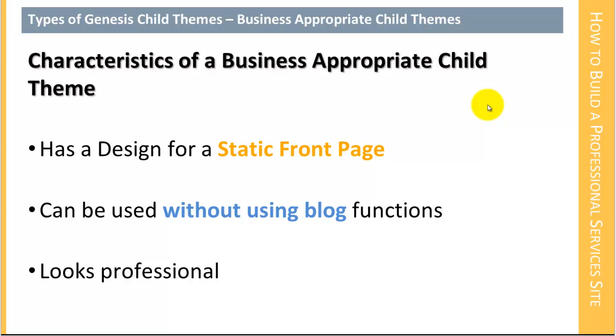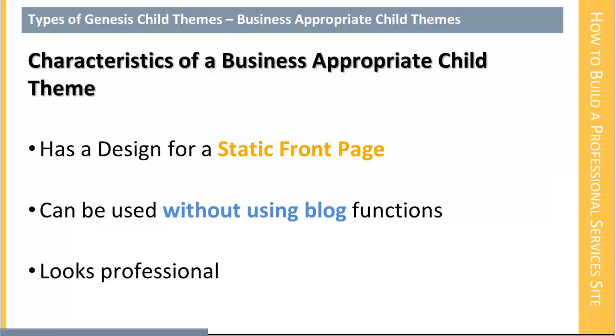It also needs to be able to be used without using blog functions. That is, you need to be able to use it without creating a blog post, without categorizing blog posts, without using post tags or post categories. You need to be able to use it simply with static pages and have that theme function properly. And then finally, it needs to look professional. For many people, blogging is a very personal thing, and there are child themes that look very personal, but obviously very personal isn't suitable for most businesses, so it needs to have a professional appearance. And those are really the 3 characteristics of a child theme that makes it appropriate for a small business site.